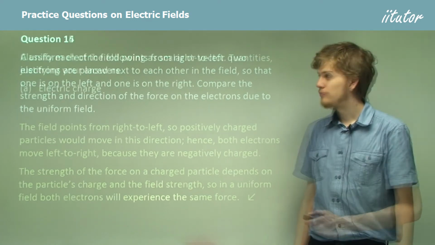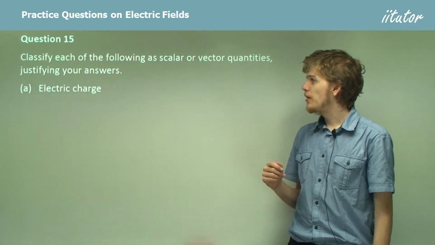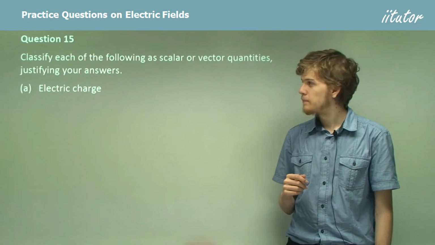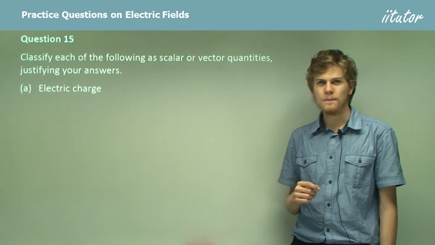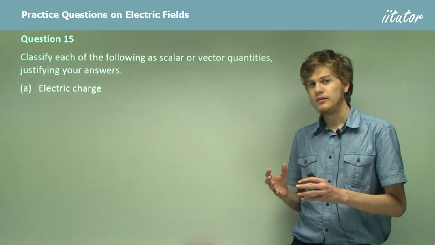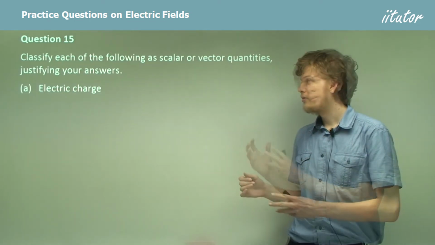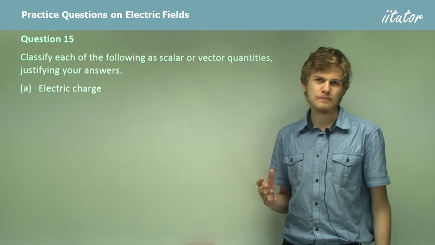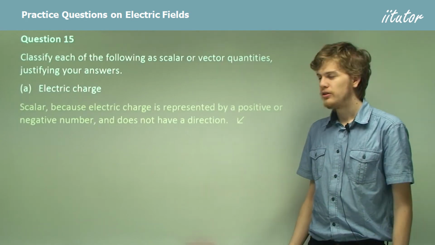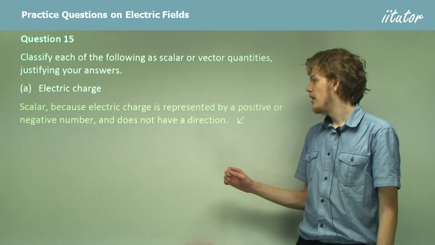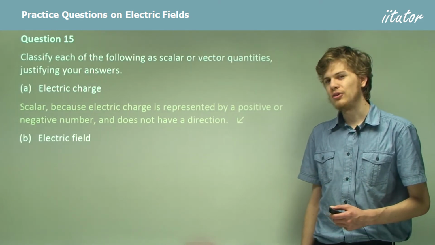Question 15. Classify each of the following as scalar or vector quantities, justifying your answer. A. Electric charge. Now, is this scalar or vector? Remember that scalar quantities can be represented by a number, but vector quantities have to be represented by a number and a direction. So in the case of electric charge, all we need is a number. So it's a scalar. It's either going to be a positive or negative number, and it does not have a direction. What about electric field?